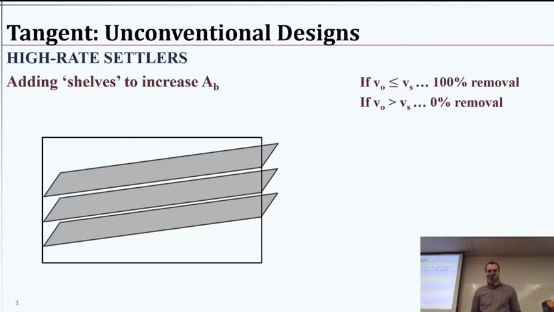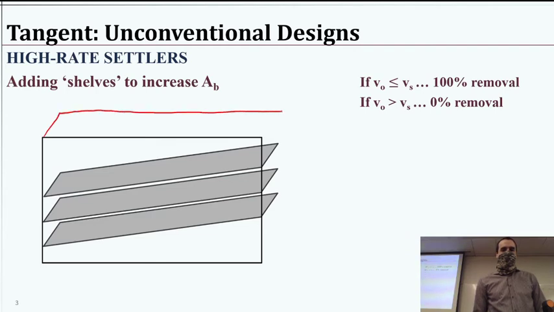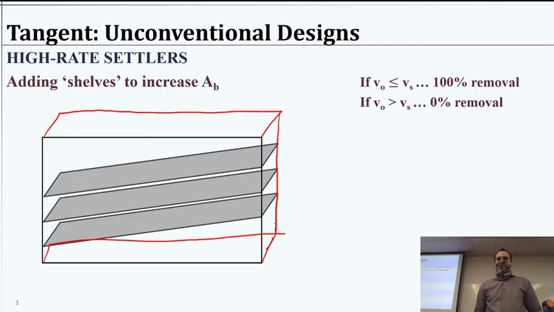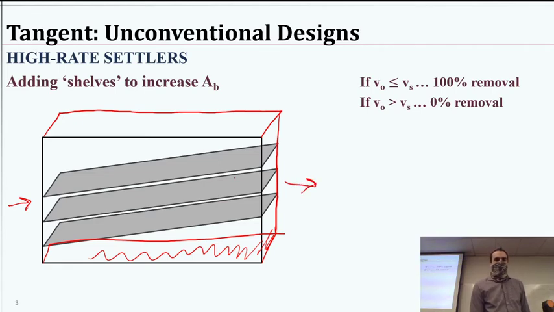First would be a high rate settler, and you can make use of the fact that your basin has your control parameter, if this is your basin here, your control parameter is really that area of the basin that's available for particles to settle onto. And in this case, I'm just trying to draw kind of the background here for you. Okay, so in this case, this high rate settler would be adding a bunch of shelves. So it's artificially increasing the surface area of the basin down here. You still have this, and as water is flowing through, you usually incline the shelves.